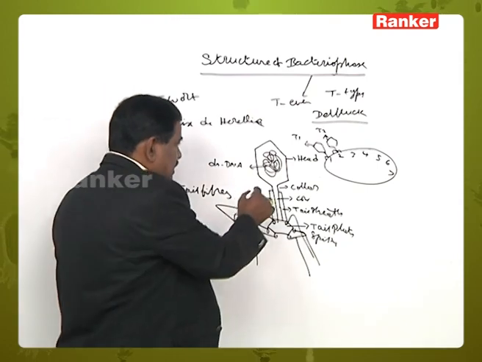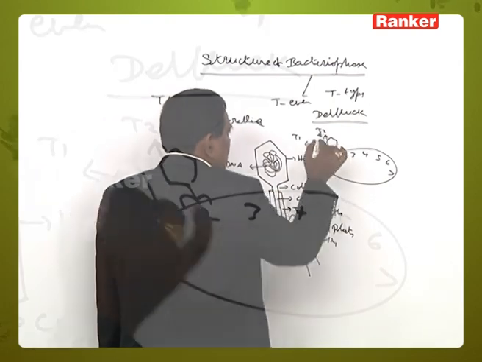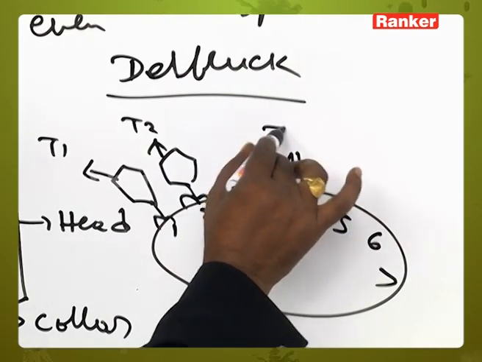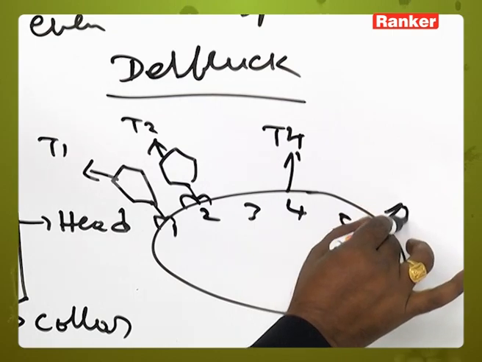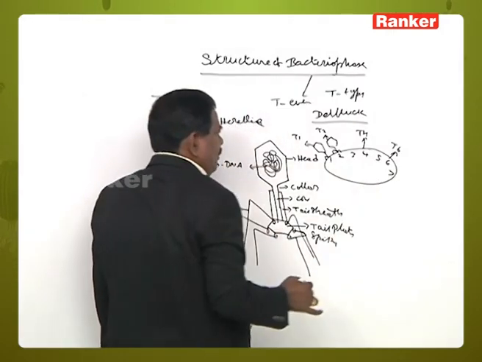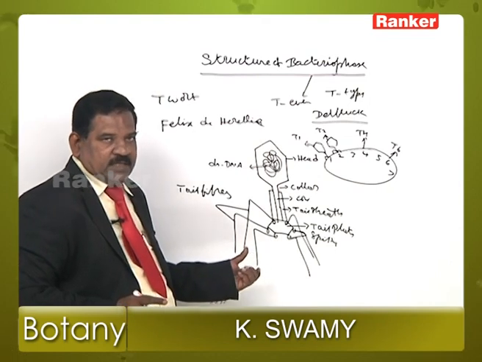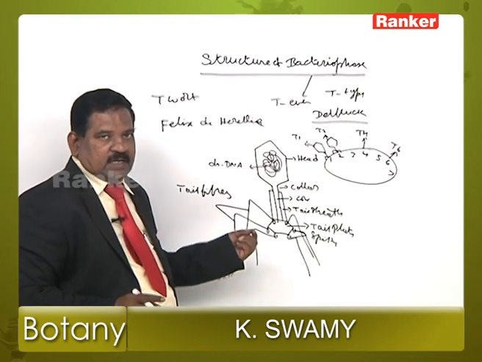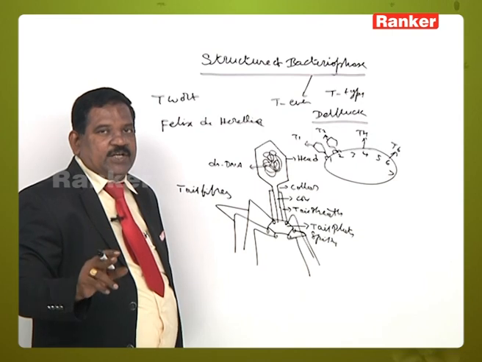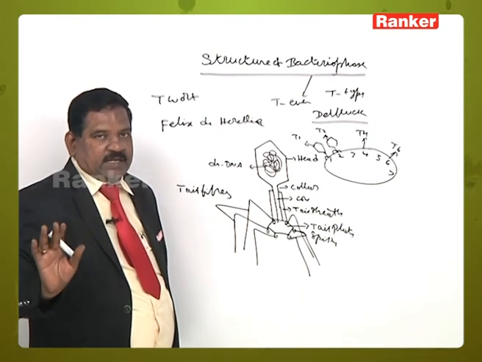The structure we explained is observed in T-even bacteriophages: T2, T4 and T6.